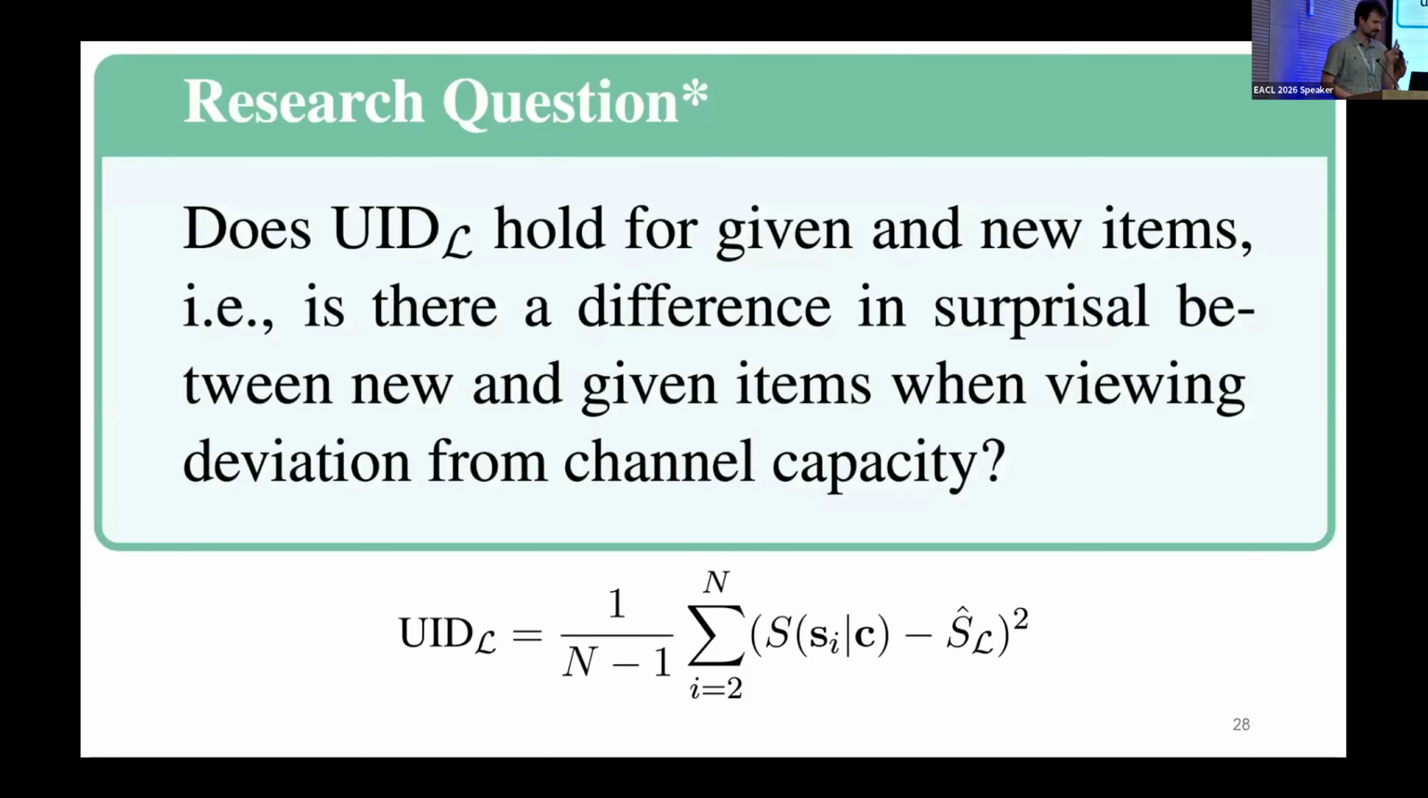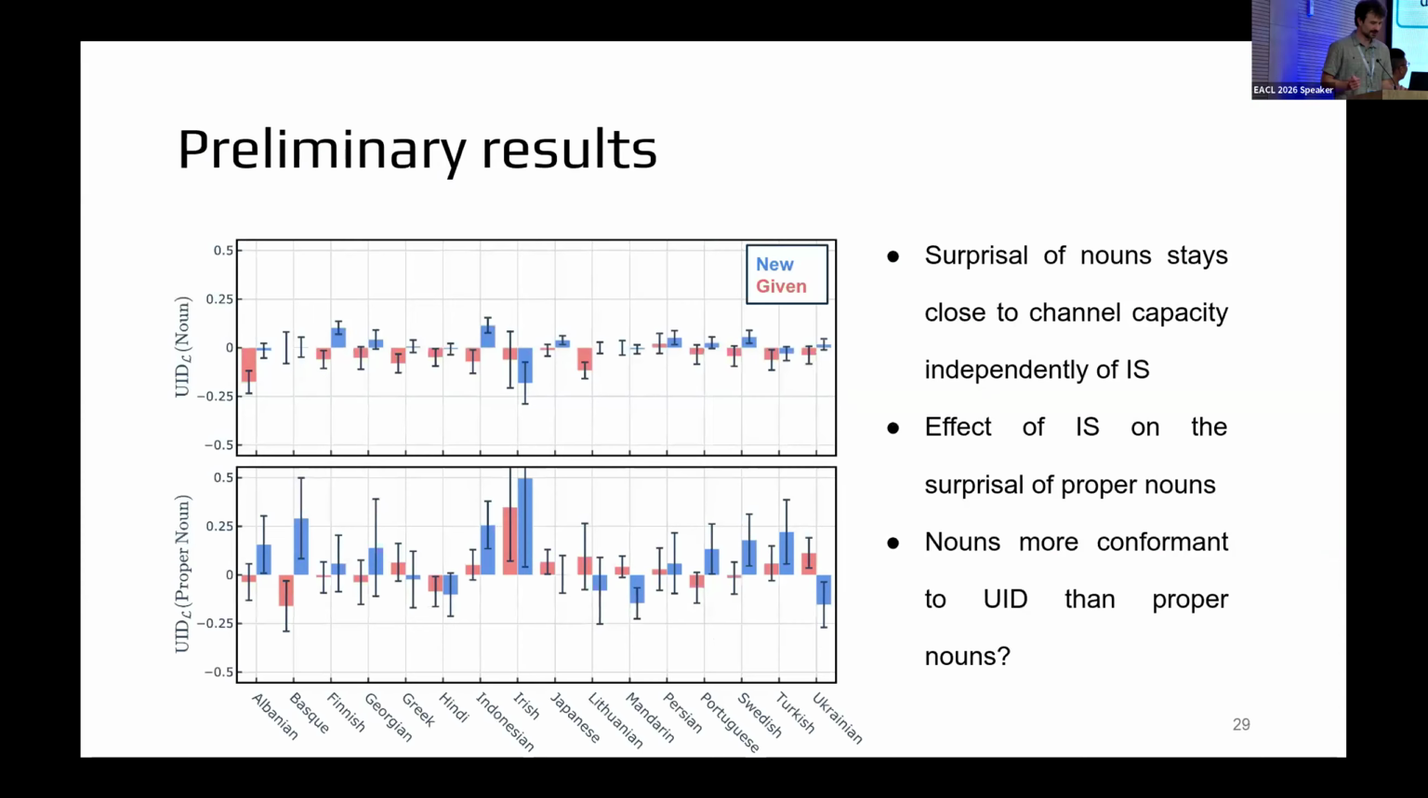So now this allows us to formulate a research question a bit more precisely. What we want to know is, does this formalization of information density hold for given and new items? So is there a significant difference in surprisal between new and given items when viewing the channel capacity? We have some preliminary results. They're mostly not very exciting.